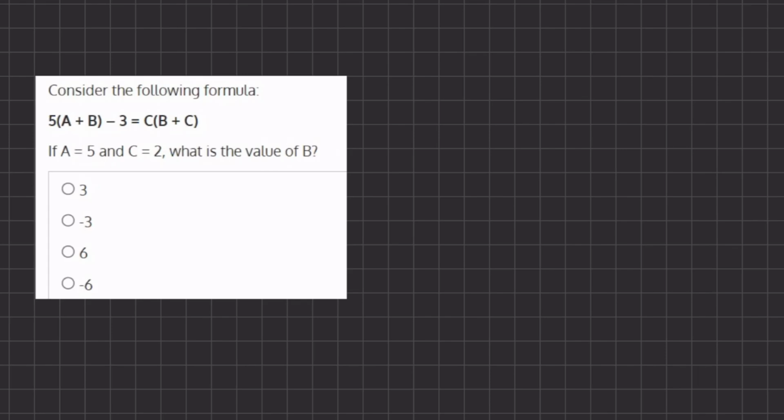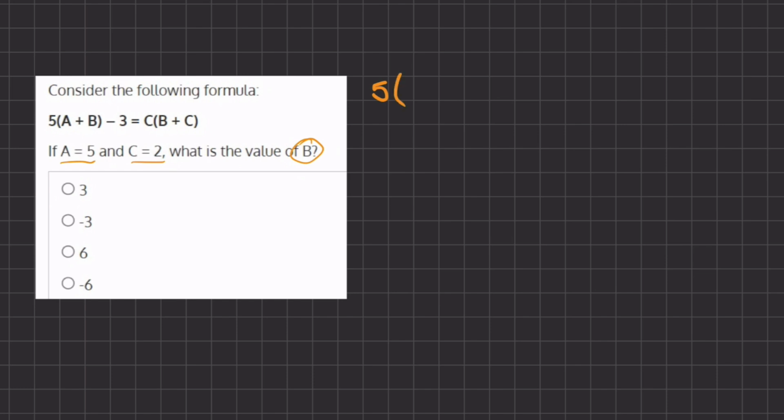All right, so in this problem, we are given a formula with variables a, b, and c. We are given also the values of a and c, and we want to find what the value of b is. All right, so we're going to first start out by plugging in the values of a and c into the formula and then solve for b.